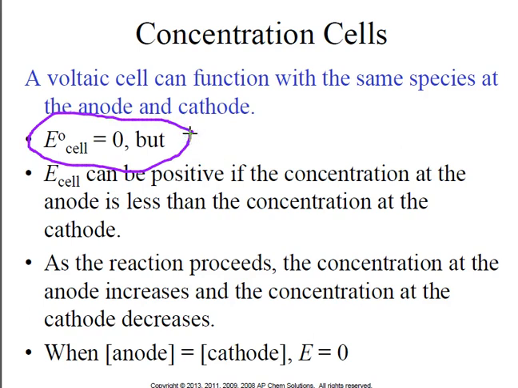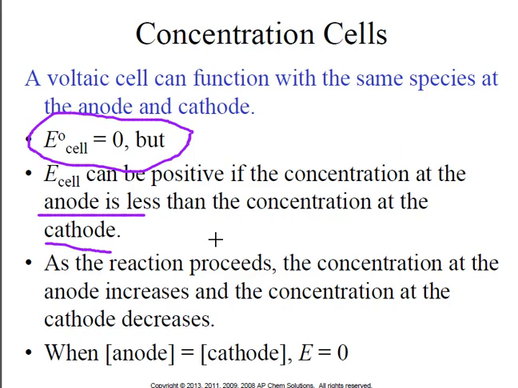However, you can use the concentration to create a potential difference. So the way you do that is you make the concentration at the anode less than the concentration at the cathode. So you create a really high concentration at the cathode of cations and a really low concentration at the anode, so that the electrons want to flow to the cathode. So you're creating a potential difference by creating a difference in concentration.